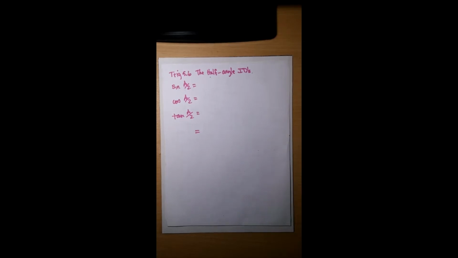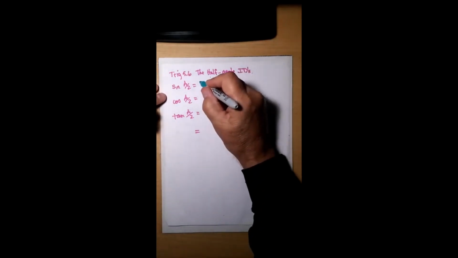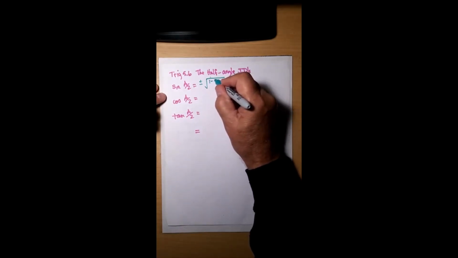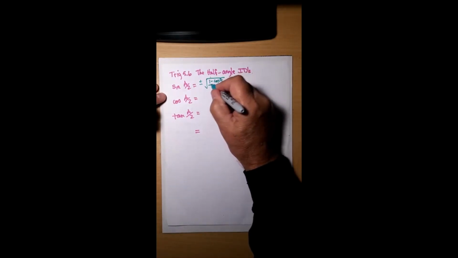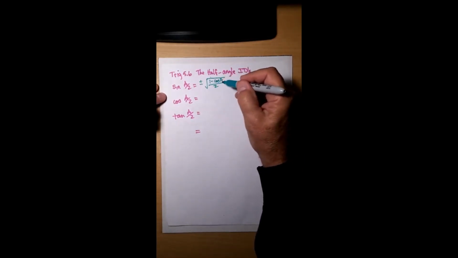Trigonometry, section 5.6, the half-angle identities. First of all, let's give you what you would give me on a quiz that can happen anytime. The sine of A over 2 is plus or minus the square root of 1 minus cosine A over 2. Make sure you show that everything is under that radical.